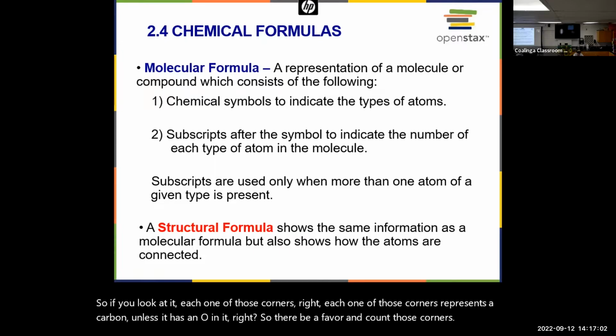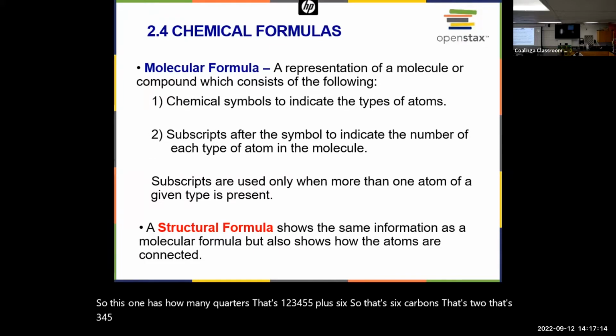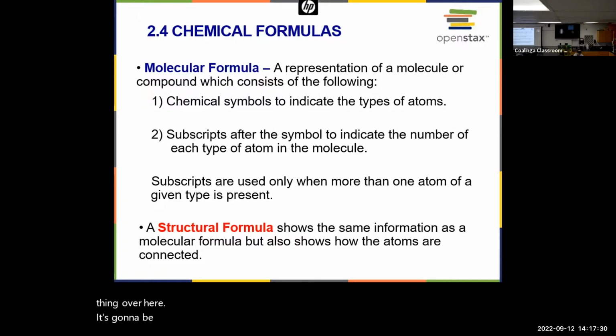So this one has how many corners? That's 1, 2, 3, 4, 5. Oops, 5 plus 6. That's 6 carbons. That's 2, that's 3, 4, 5, 6, 7, 8, 9, 10, 11, 12 hydrogens. And then that's 1, 2, 3, 4, 5, 6 oxygens. And do the same thing over here.